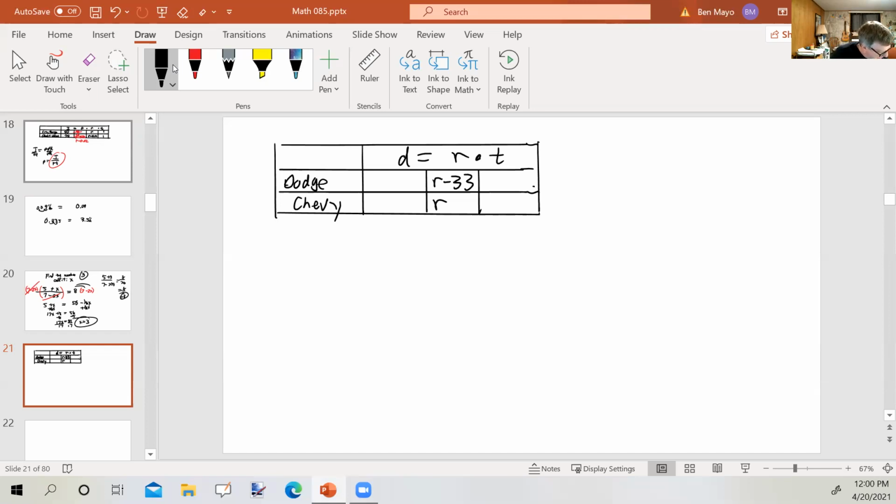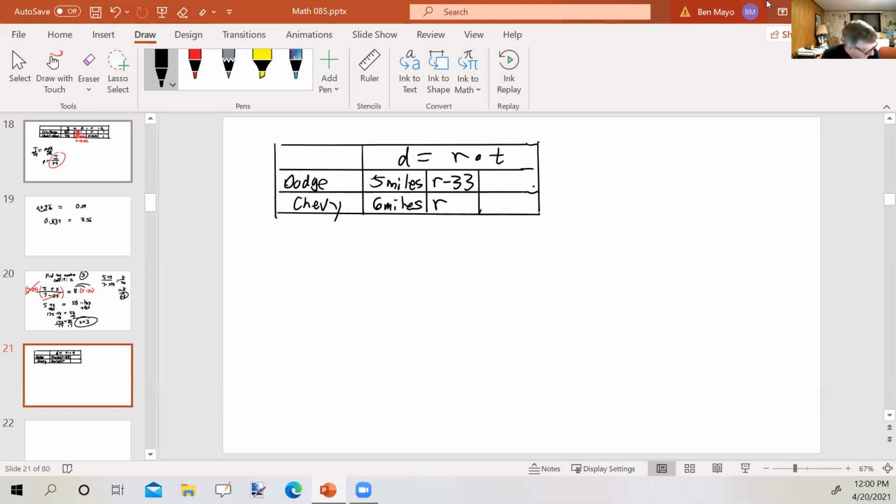At their top speeds, a Corvette, which is the Chevy, can travel 6 miles in the same time that the Dodge Charger travels 5. So this is going to be 6 miles, and this is going to be 5 miles. Okay? Any questions on that? Nope.